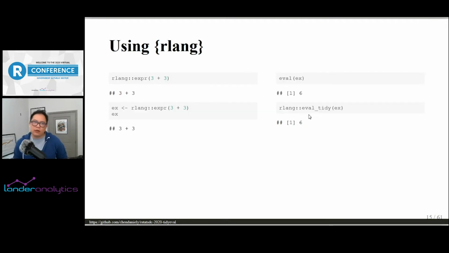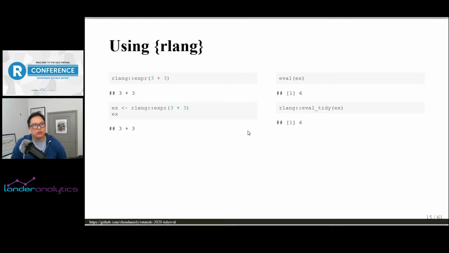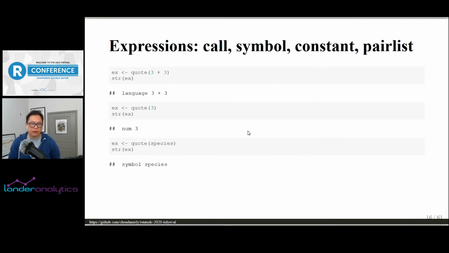So where does rlang come into play? Rlang has a function called expr, for expression. So we can do the same thing: pass in 3 plus 3, we get 3 plus 3, and then we can evaluate that expression using base R, or in rlang, there's a function called eval_tidy, and that'll do the evaluation on that expression through rlang.